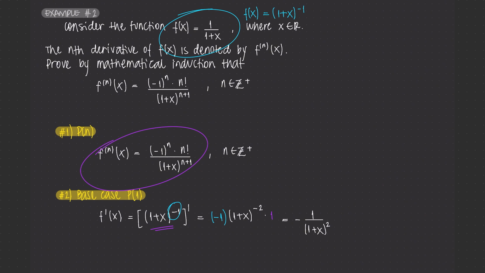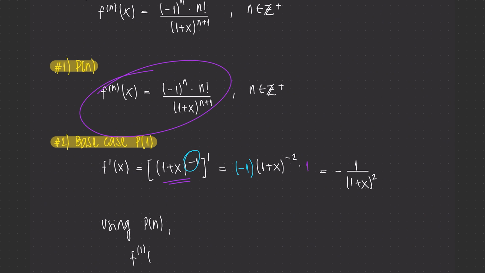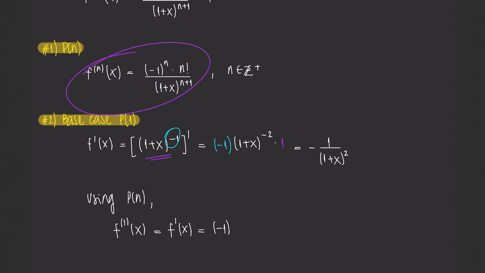So using our P(n), the first derivative of f with respect to x, which of course can be rewritten as f'(x), is equal to (-1)^1 times 1 factorial over (1 + x)^(1+1). And by remembering that 1 factorial is just 1, this is indeed equal to -1 over (1 + x)^2. Therefore, the base case holds.